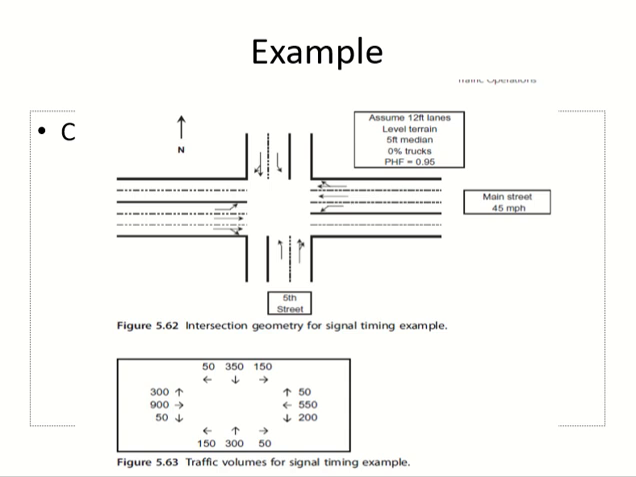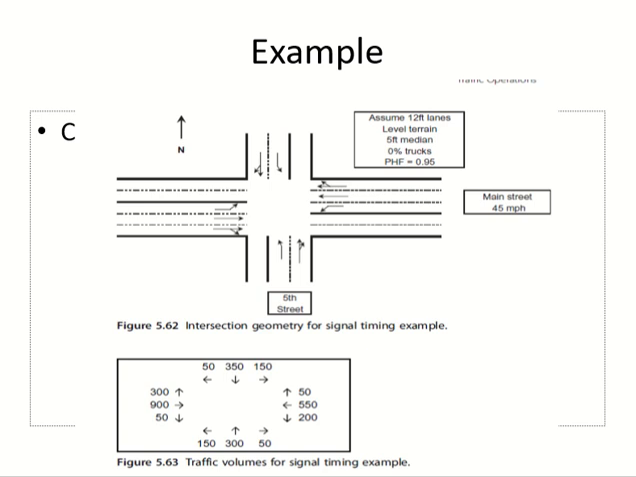Okay, and what about this one? How many lanes do I have now? 5 lanes. So 12 into 5 plus 5, which is 65. Clear or not? Okay, so this is how we get the W.